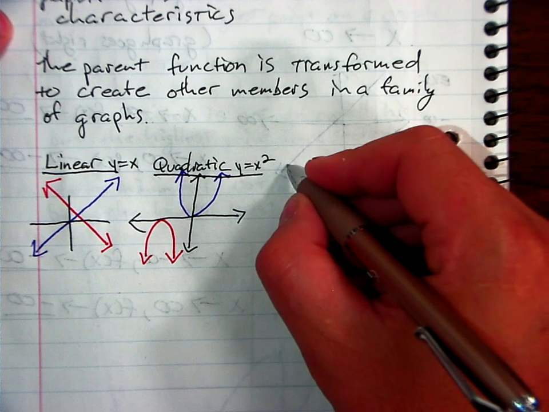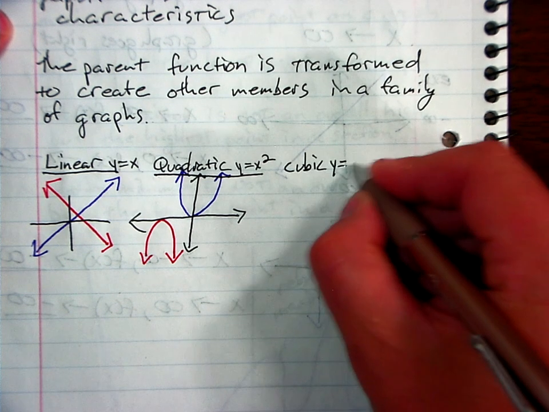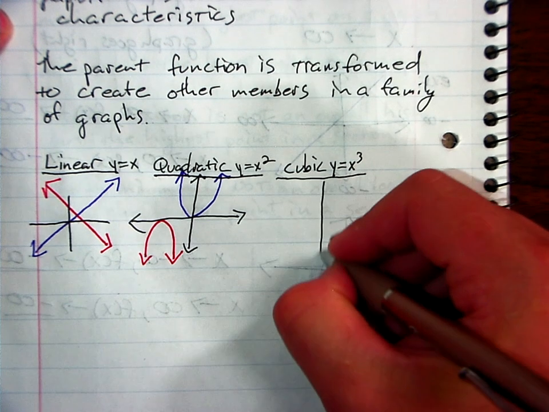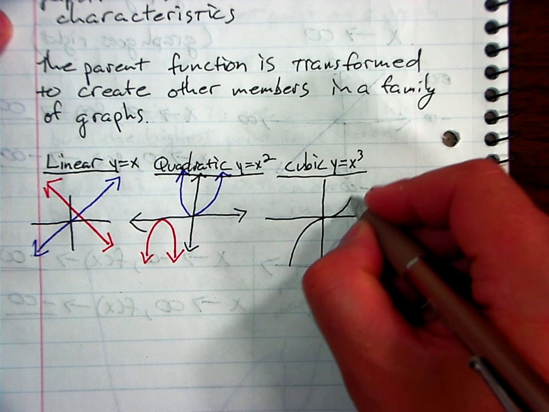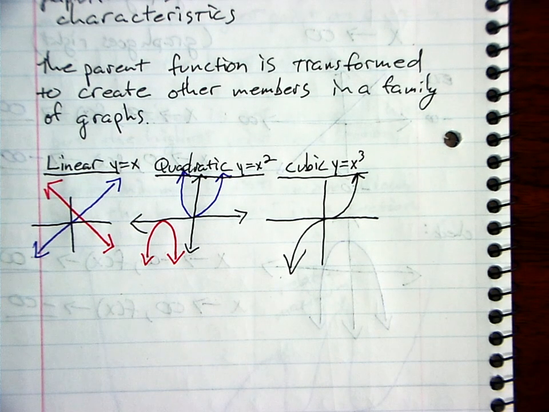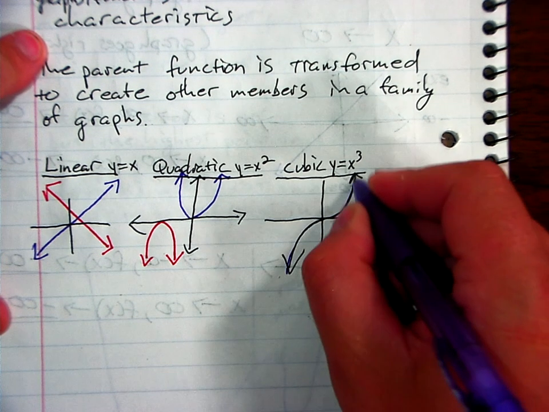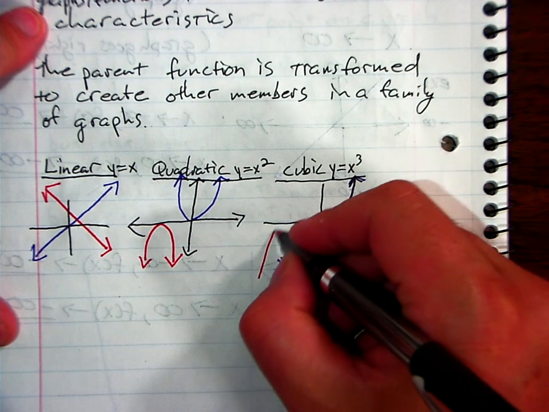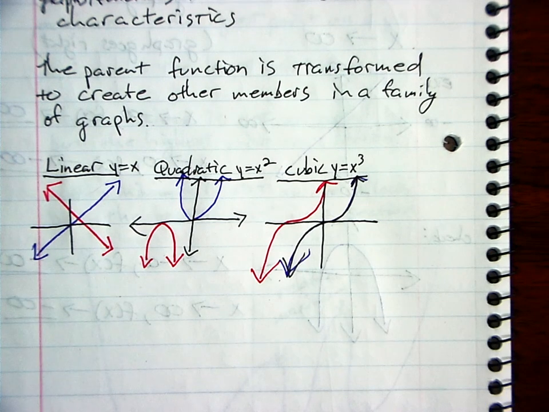We can do a cubic. Y equals x cubed. And in my own personal professional opinion, it looks kind of like a propeller. But I can transform that. I can slide it over and it's still a cubic. It's just not a parent function. And let's do one more.